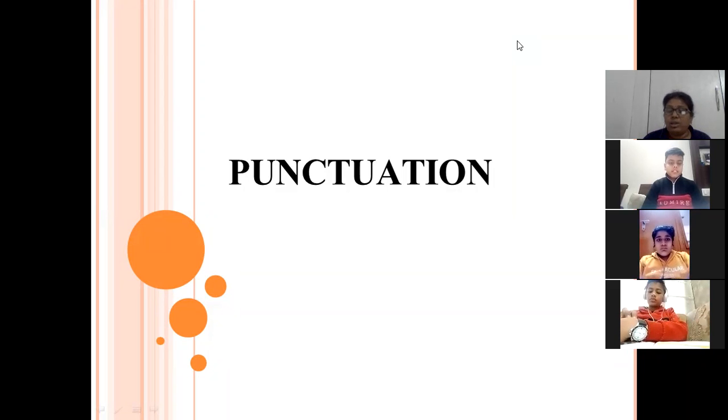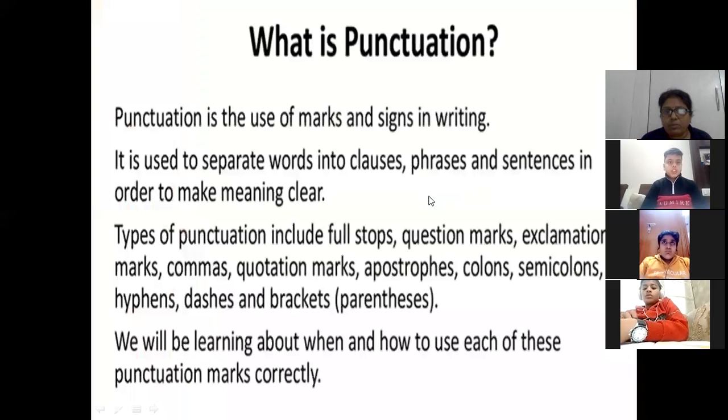Before learning the signs, you should know what punctuation is. Punctuation is the use of marks and signs in writing. Whenever you write, like here also we can see a full stop is there, a comma is there. These are different signs which we use when we are writing in English, in any subject. It is used to separate words into clauses, phrases, and sentences in order to make meaning clear.